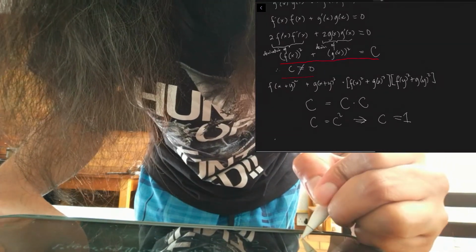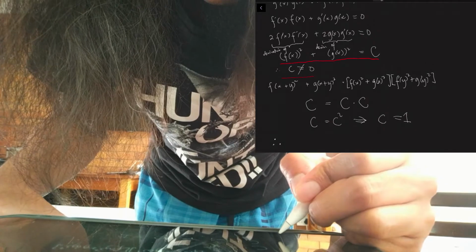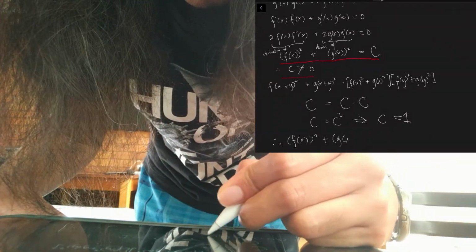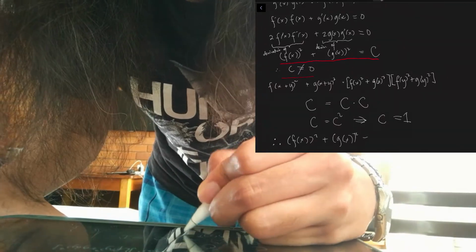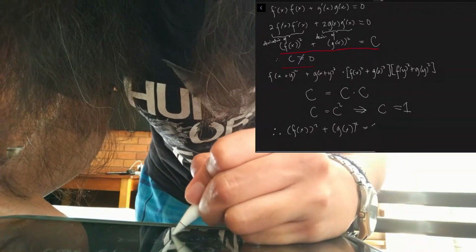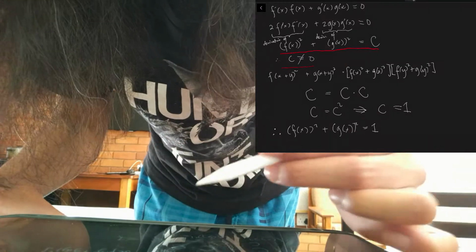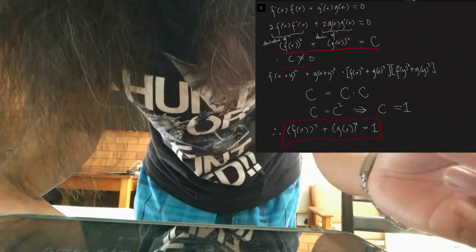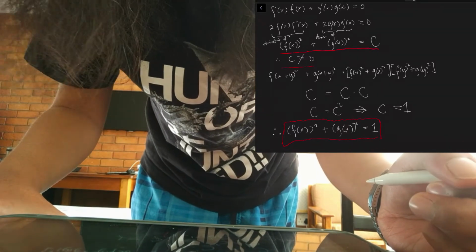And therefore, finally, we were able to establish that since f of x squared plus g of x squared is equal to that constant, and that constant we've shown to be equal to 1, then we've proven the thing that we want. That is, f of x squared plus g of x squared is equal to 1.